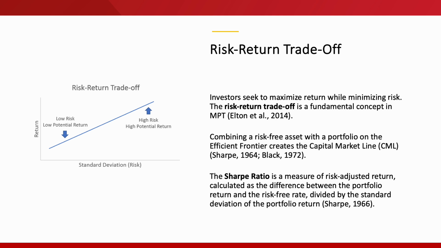An essential tool for evaluating the risk-return trade-off is the Sharpe ratio. This measure of risk-adjusted return is calculated by taking the difference between the portfolio return and the risk-free rate, and then dividing by the standard deviation of the portfolio return. A higher Sharpe ratio indicates a more attractive risk-adjusted return, helping investors identify better performing portfolios. Understanding and managing the risk-return trade-off is fundamental to effective portfolio management. By using tools like CML and Sharpe ratio, investors can make informed decisions that align with their risk tolerance and return objectives.